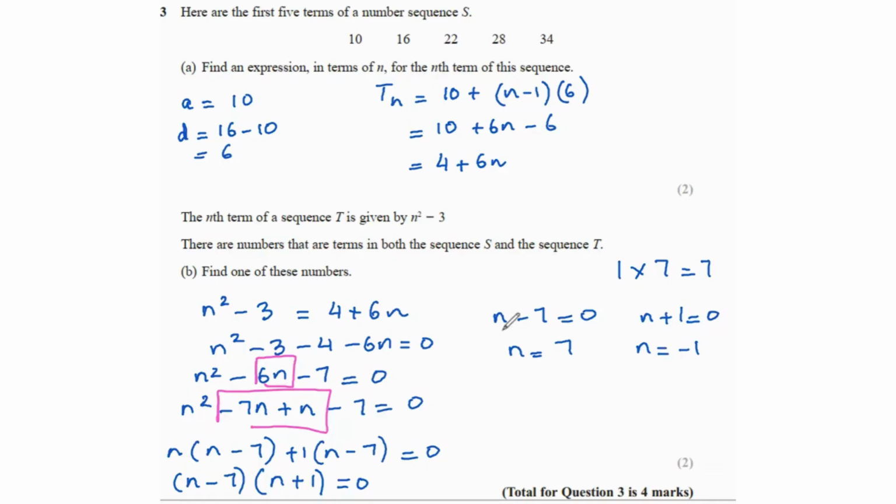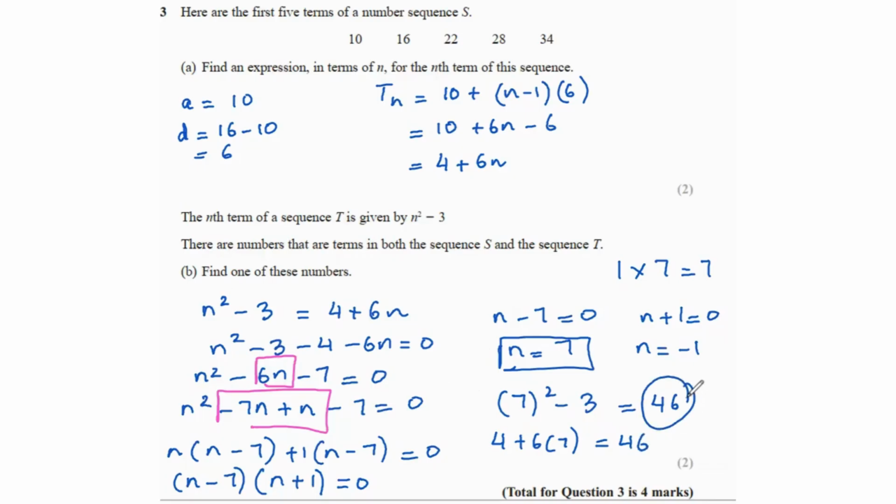Obviously, your number of terms cannot be a negative number. So n equals 7 is what we'll take. And then we can put this back into either of the equations. So 7 squared minus 3. 49 minus 3 is 46. And if we do 4 plus 6 times 7, 6 times 7 is 42, plus 4 is also 46. So 46 is one of those numbers that exist in both sequence S and sequence T.